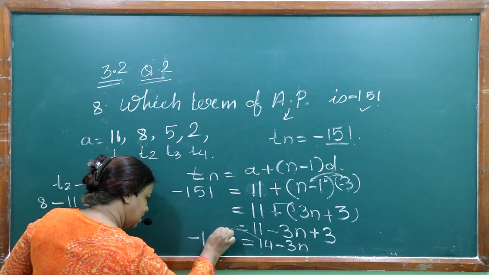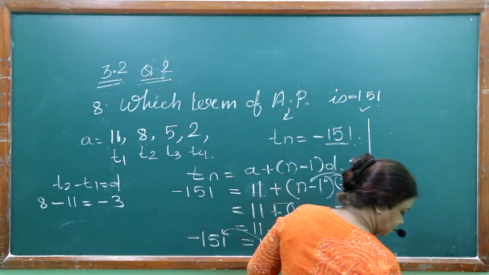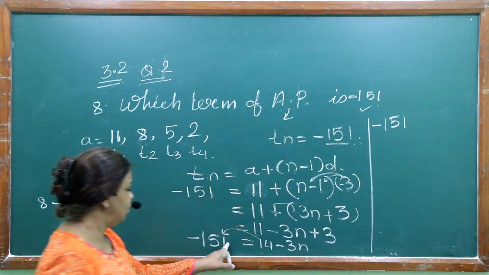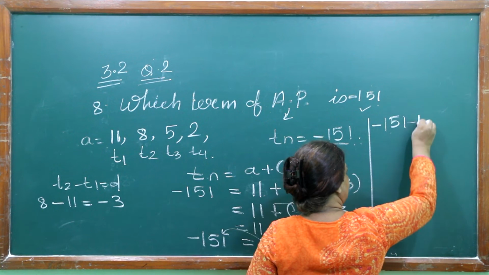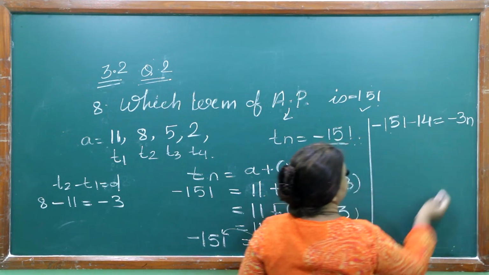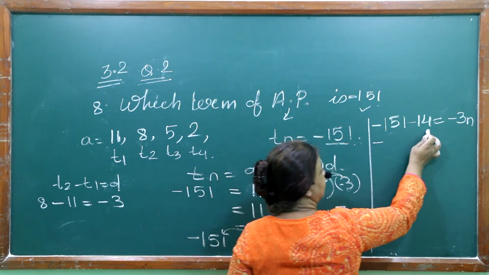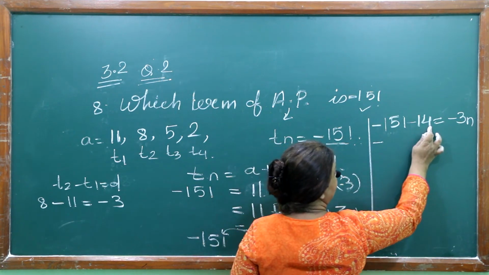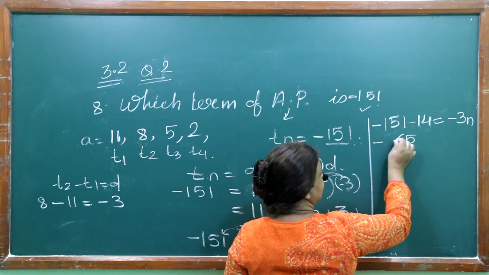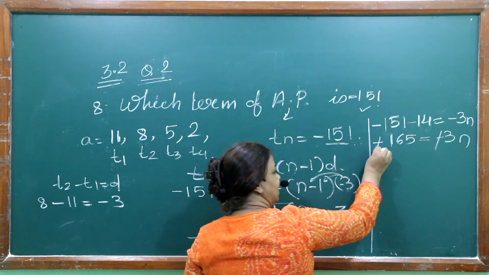So 14 will come to this side. It will be minus 151. 14 will come this side, it will become minus 14, equal to minus 3n. So minus minus will be minus only, but both the terms will be added. 151 and 14, 4 plus 1 is 5, and 1 plus 5 is 6, and this is 165, minus 3n. Minus and minus will get cancelled.